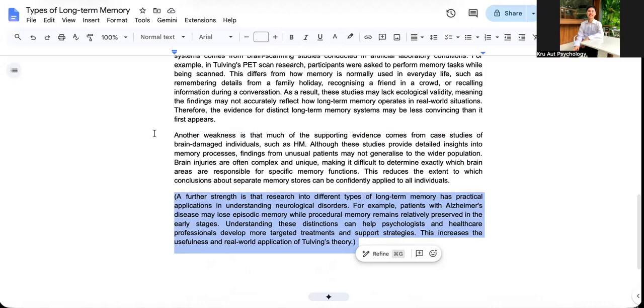A further strength is that research into different types of long-term memory has practical applications in understanding neurological disorders. For example, patients with Alzheimer's disease may lose episodic memory while procedural memory remains relatively preserved in the early stages. Understanding these distinctions can help psychologists and healthcare professionals develop more targeted treatments and support strategies. This increases the usefulness and real-world applications of Tulving's theory.